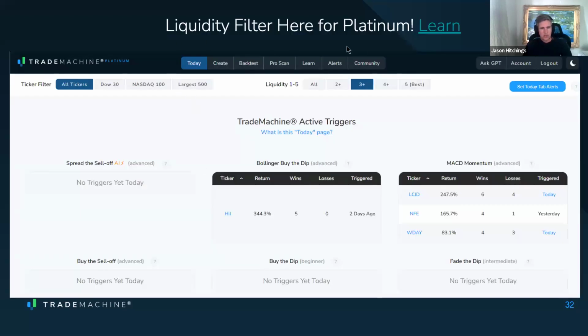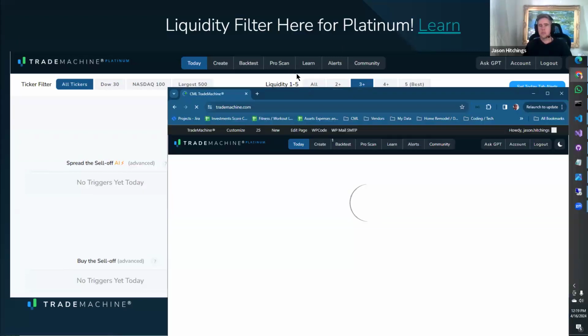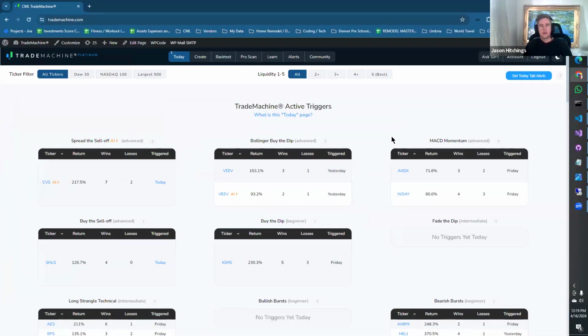Great. Okay, so we mentioned the liquidity filter, and we're going to take a quick look at that. That's currently available for Platinum members. Right up here, we see this liquidity filter. It functions much the same way that the symbol filter does here. This is filtering on what group it belongs to, either the Dow 30, the NASDAQ 100, or the largest 500 by market cap. So this will filter every time you move up on the scale. It will show the same or fewer results.